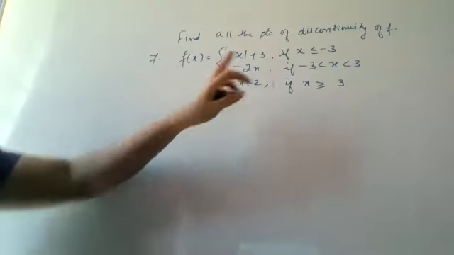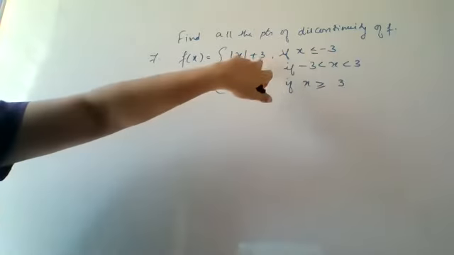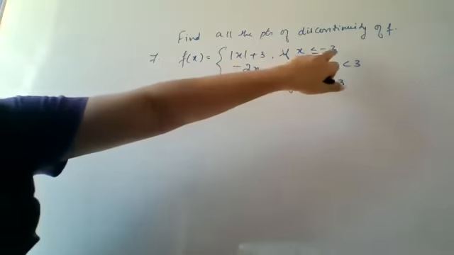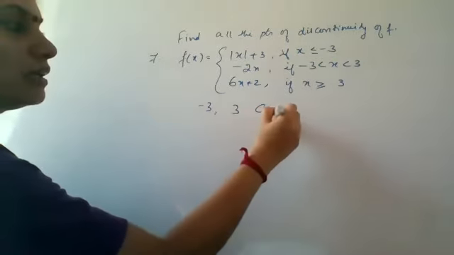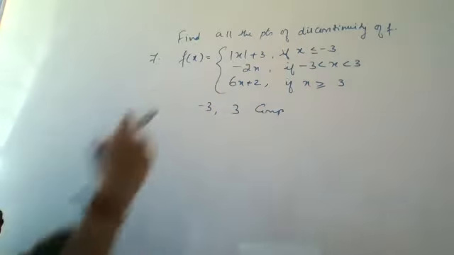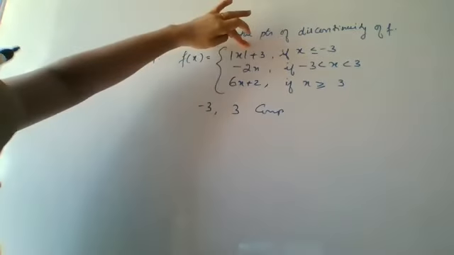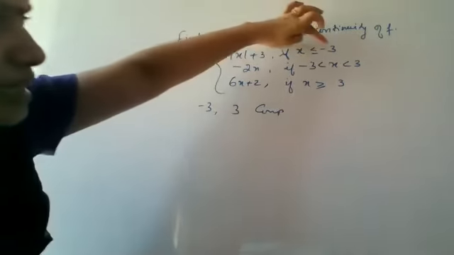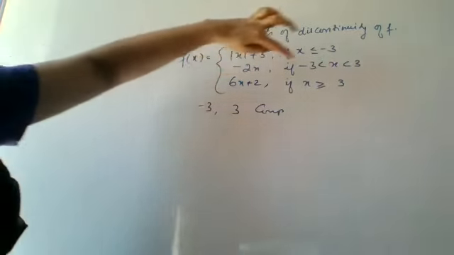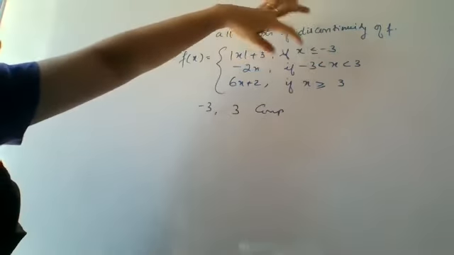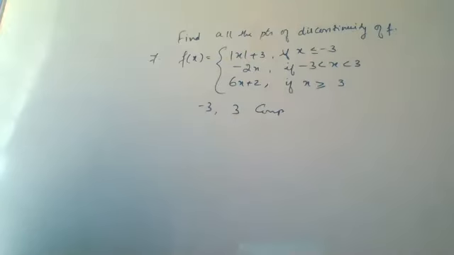So here you need to check at minus 3 and 3 compulsorily, because these points have a different definition on the left side and a different definition on the right side. For x less than minus 3, you have mod x plus 3. Greater than minus 3, you have minus 2x. Again, for 3, you have less than 3 as minus 2x and greater than 3 as 6x plus 2. So those 2 points are the points in which you can have a discontinuity.